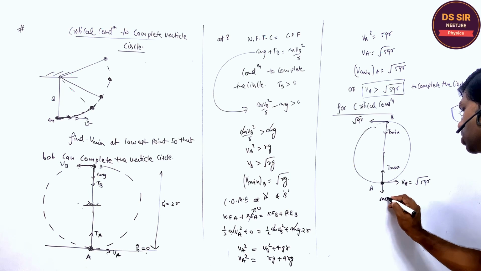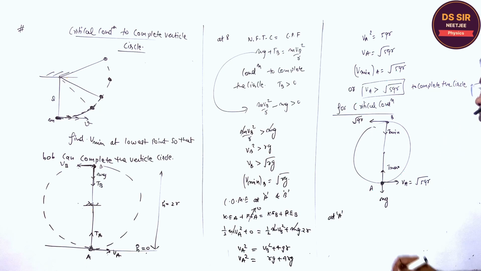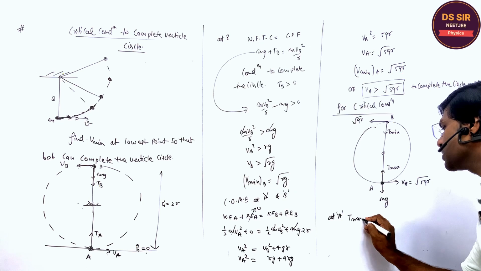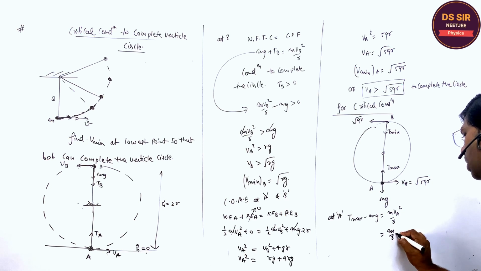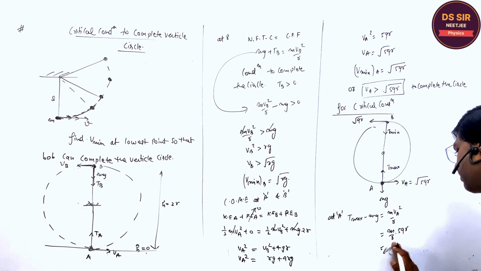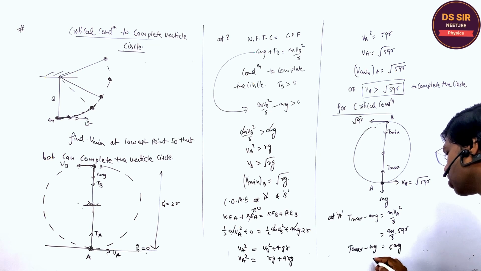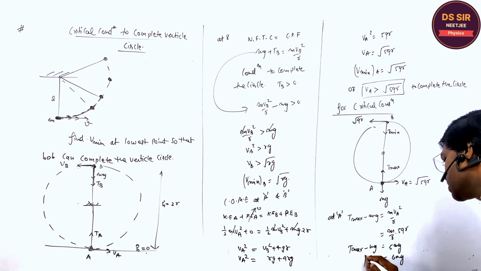This is the mg. So how to do at A? What will you apply? The net force toward the center. Tmax minus mg will provide the required centripetal force. So this is m upon r, times root 5gr squared, so this is 5mg: Tmax minus mg equals 5mg. Is it clear or not? So what is the maximum tension? Say 6 mg.